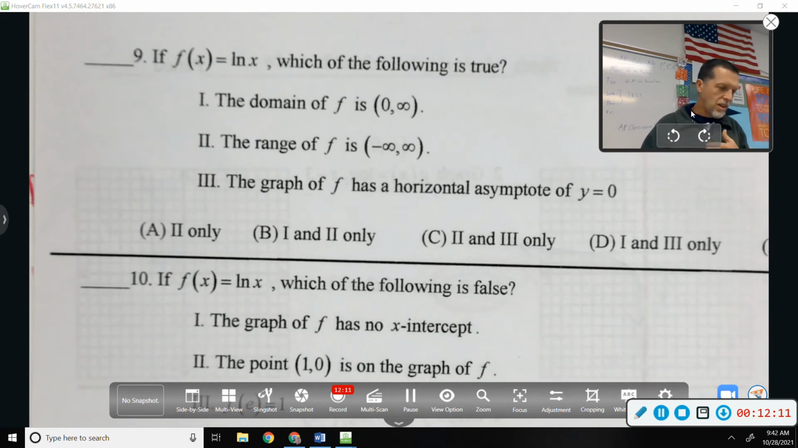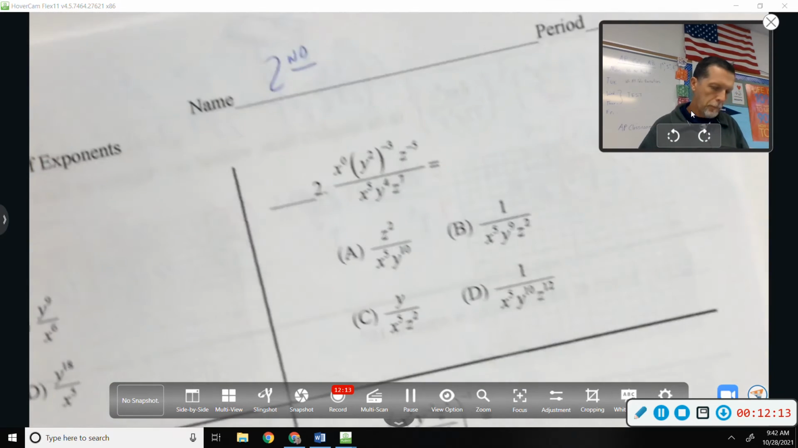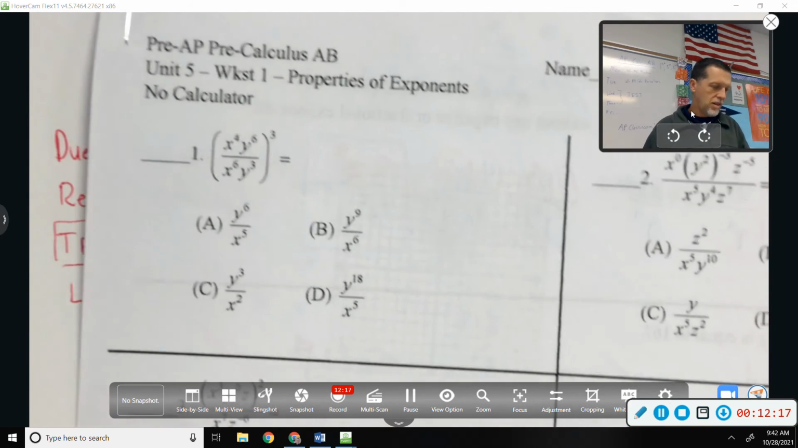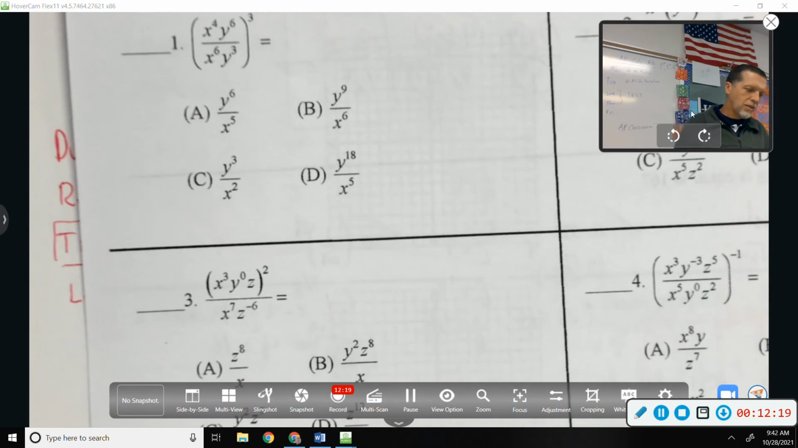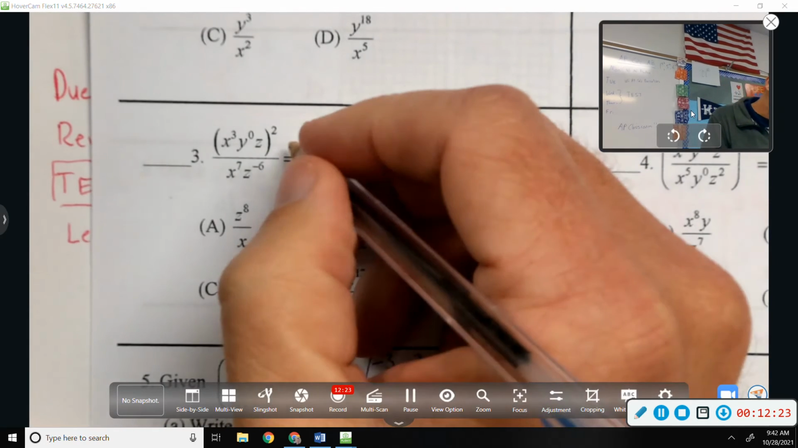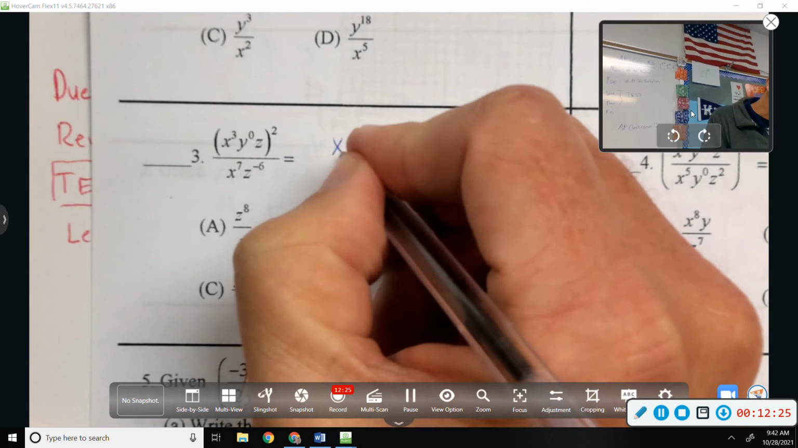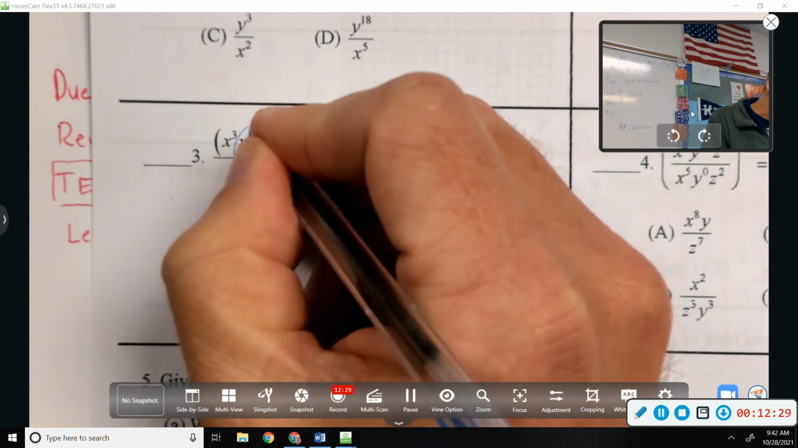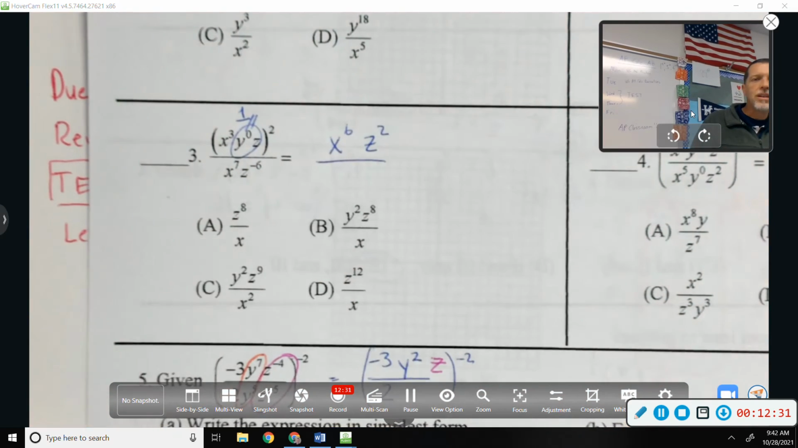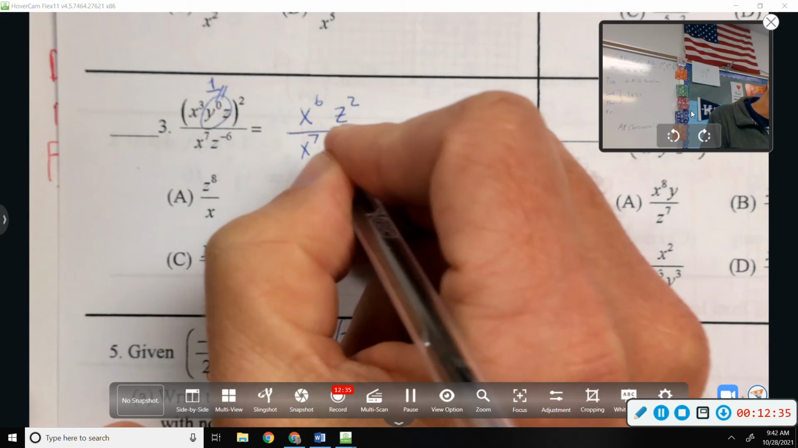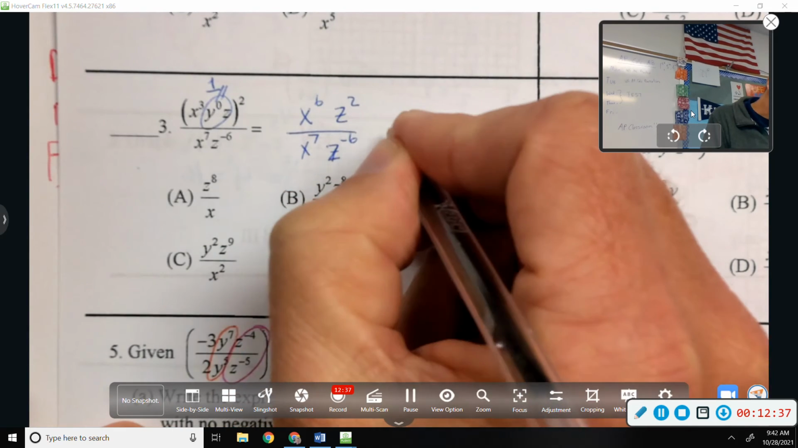Charlotte? Just on the worksheet 1, if the exponent is 0, it's just going to be 1, right? Correct. So like on number 3, the y would just not be there. It's kind of like not even there, because y to the 0 is just 1. So this would be x to the 6th, z squared. I just threw out y to the 0, not because it's gone, but because it's equal to 1.